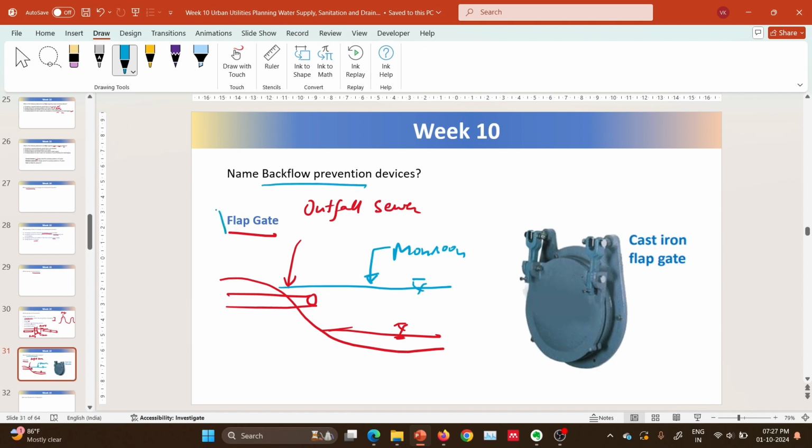So the flap gate is the backflow prevention device; backflow means water coming back. It will prevent the backflow of water again into the sewer. It will be provided in front of the mouth of the outfall sewer. So this is the flap gate. It will prevent the backflow.